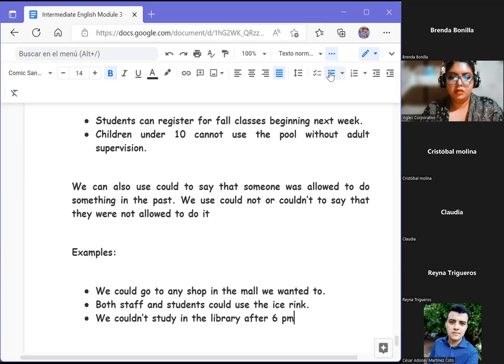Then we have another one that is not can or could. In this case, we are going to use be allowed to. In that case, we are going to use it when we are asking or giving permission. But in that case, we are going to use that phrase also to refer to this topic.